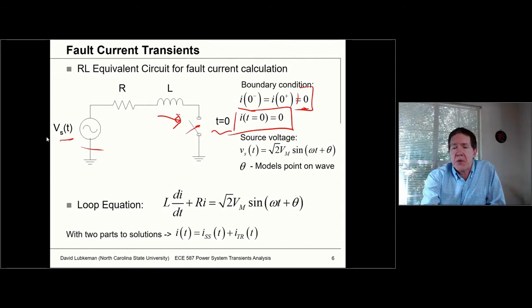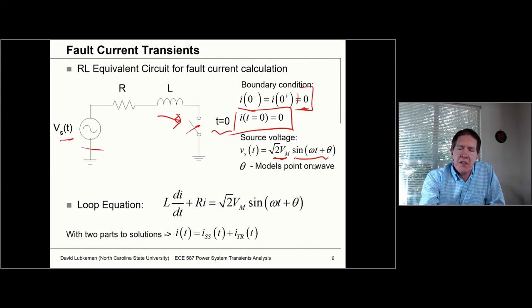Well, what we're going to do is model that source voltage by a magnitude, square root of 2 Vm. Vm, you can think of as the RMS voltage associated with that source. If I multiply by square root of 2, that gives me a 0-to-peak value. And then I'm multiplying that by sine with an argument of omega t plus theta. You could also work this out using the cosine; it's just more convenient in this case to use sine.